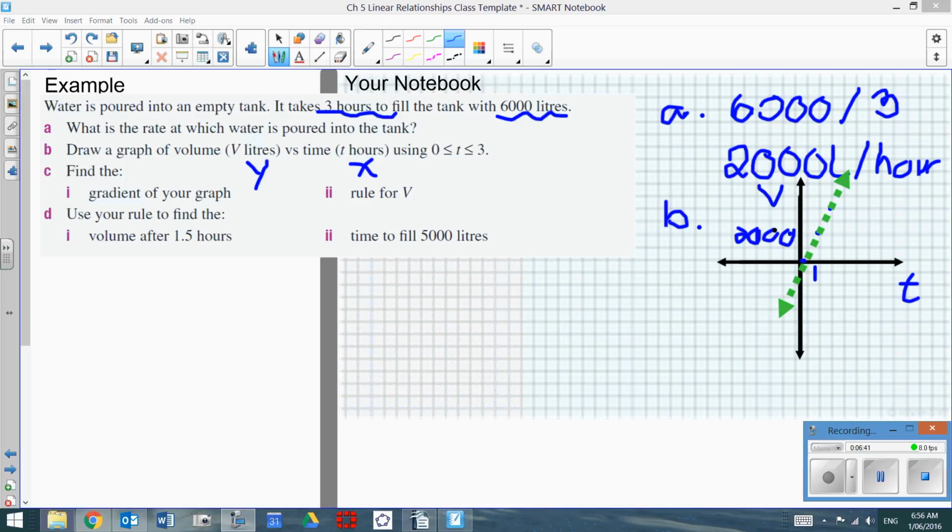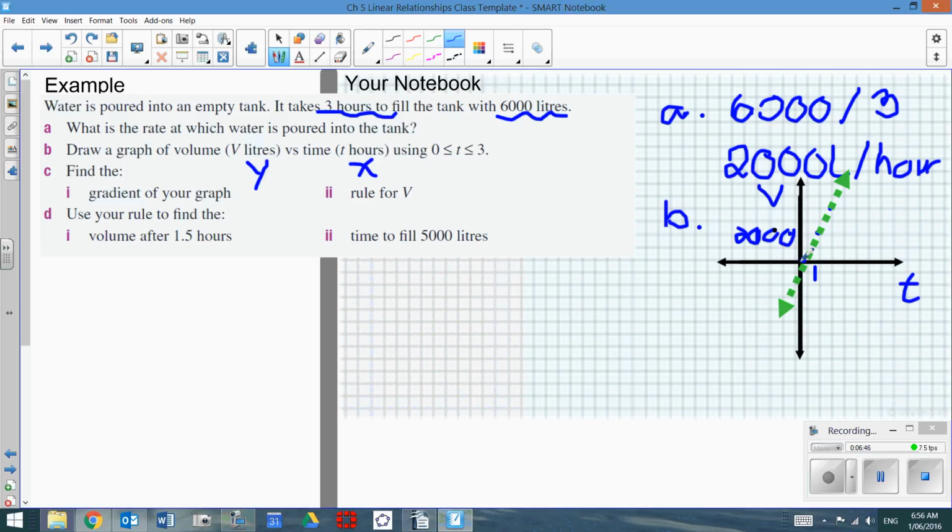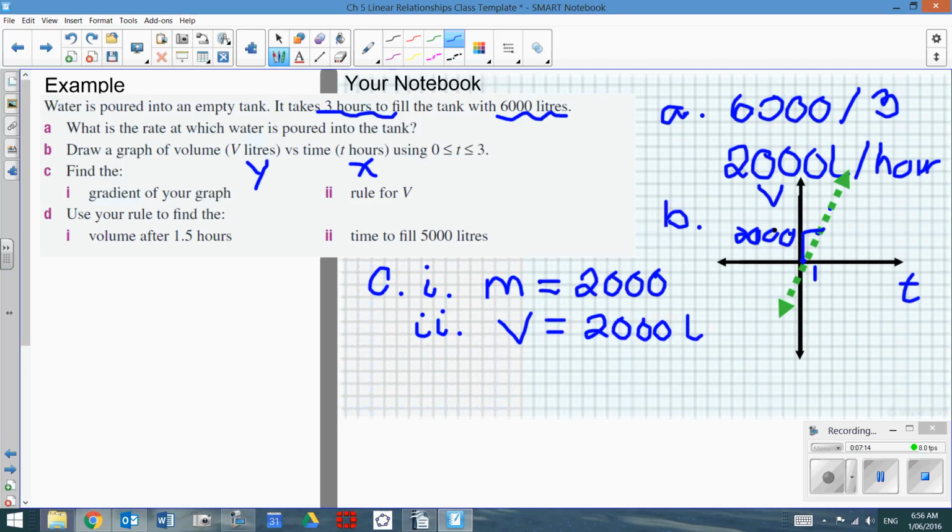Then it says, what's the gradient of your graph? Well, my gradient is my rise over my run. So if I think about starting at the origin and how much I have to rise and then run in order to get to that first point, I'm rising 2,000 and running 1. So my gradient for C winds up being 2,000 liters per hour. And my rule winds up being volume is equal to 2,000 multiplied by every hour of time. So I could also look at that as y equals 2,000x.